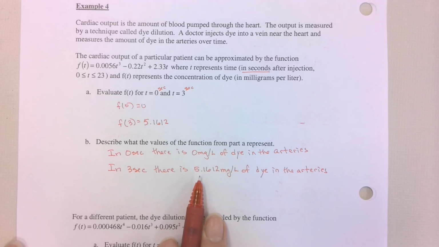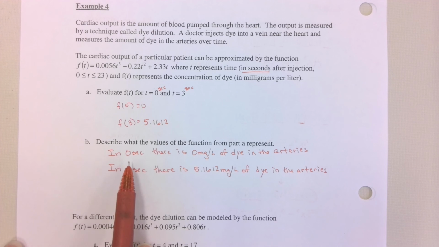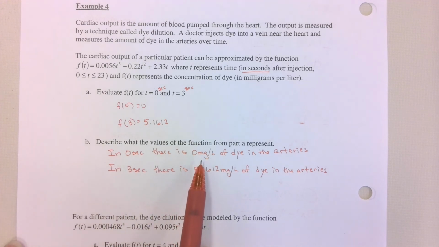So you would have to be a doctor or someone who's been trained to read this and compare. Are these numbers good? Are they too high or too low? And then what medical attention does the patient need? We just know that the time spent was 0 seconds and how many milligrams per liter of dye is there. All right, so we have another problem.